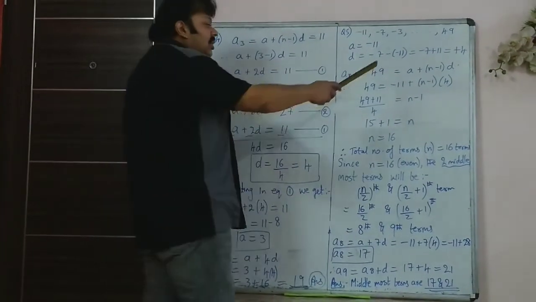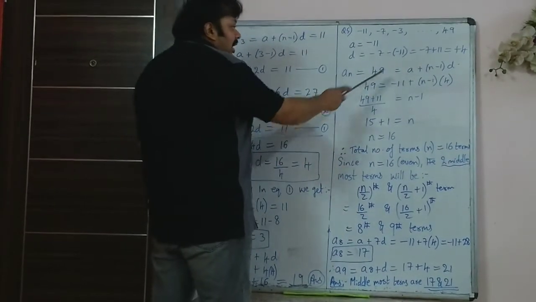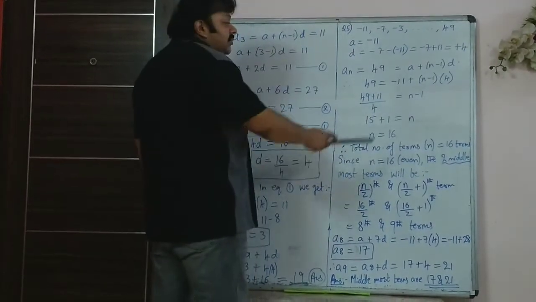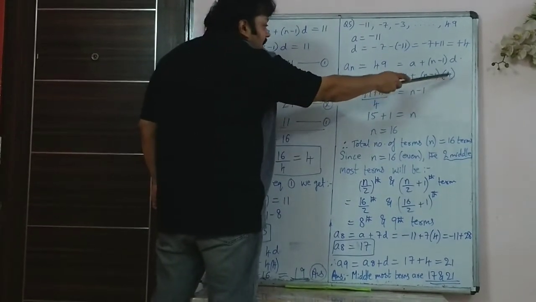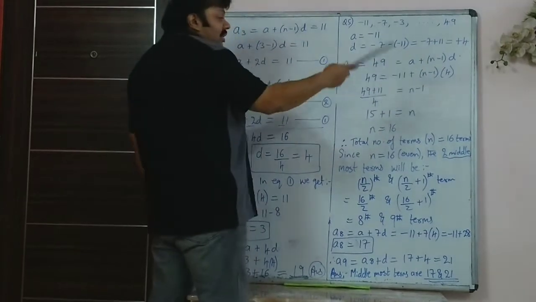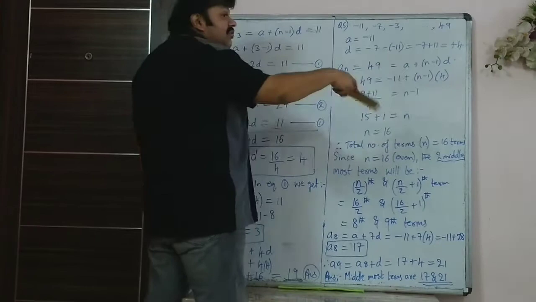So from that you will get An is a plus (n minus 1)d. Last term An is 49. A is minus 11, n minus 1 and d is 4. What are we trying to find? We are trying to find which term is 49.